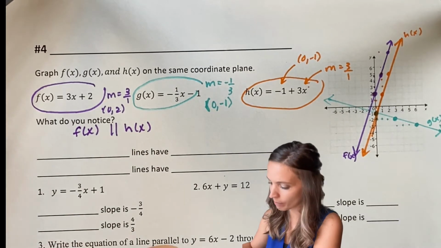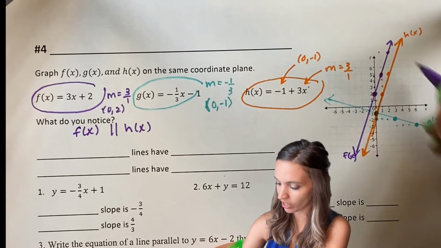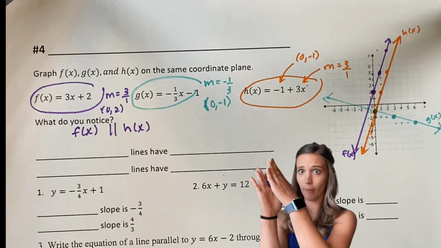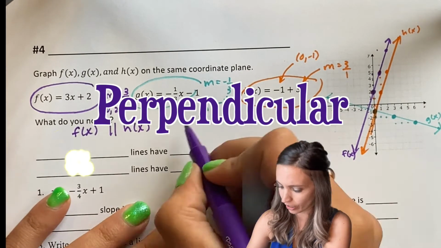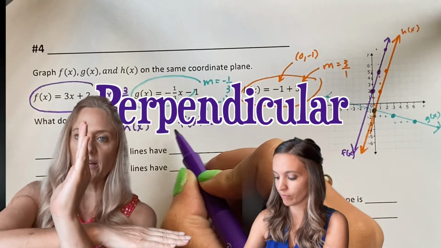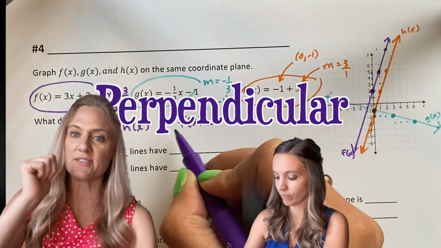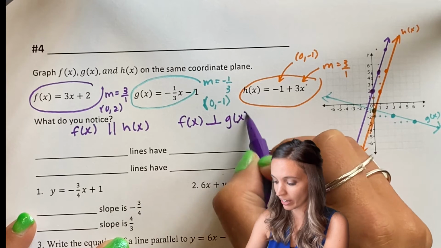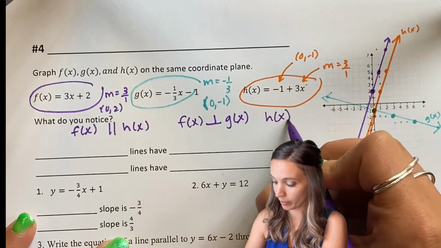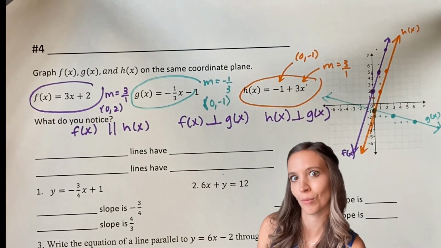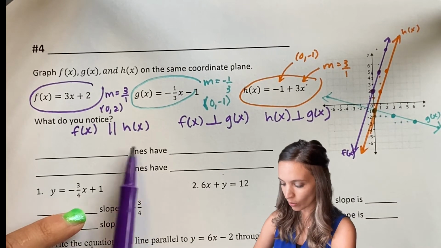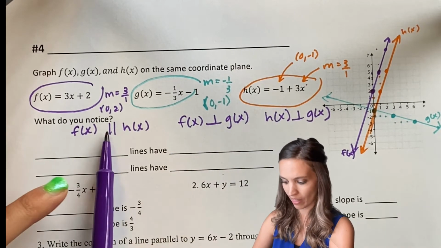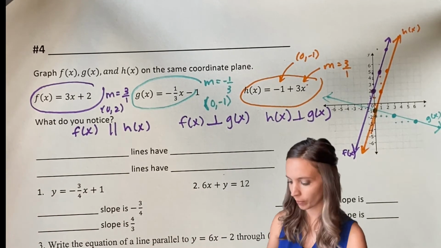Okay, and then if I compare f of x and h of x to g of x, it looks like g of x is not parallel, it definitely intersects them. And if I look closely, it looks like they're perpendicular. Perpendicular, those meet at right angles, so 90-degree angles. So f of x is perpendicular to g of x, and h of x is perpendicular to g of x. Do you remember that symbol from geometry? Okay, so since we noticed this, what do we notice about the equations of the lines and the fact that we've noticed that some are parallel and perpendicular?